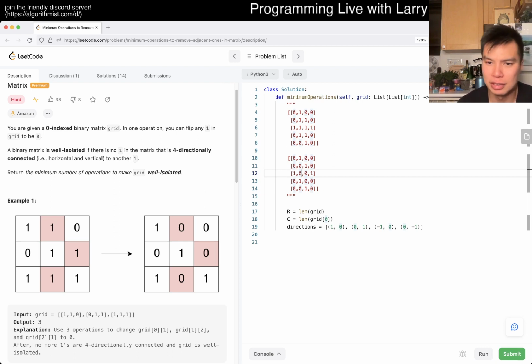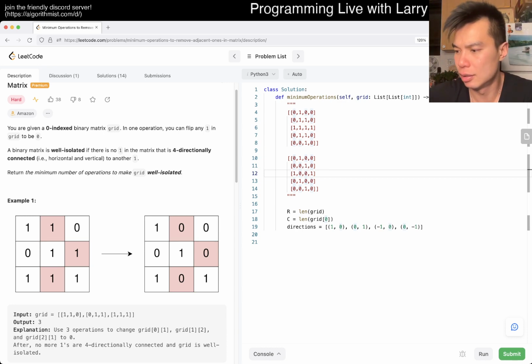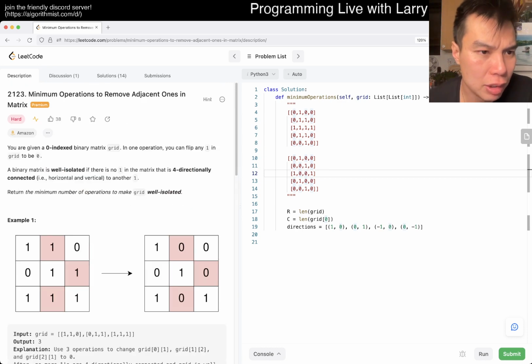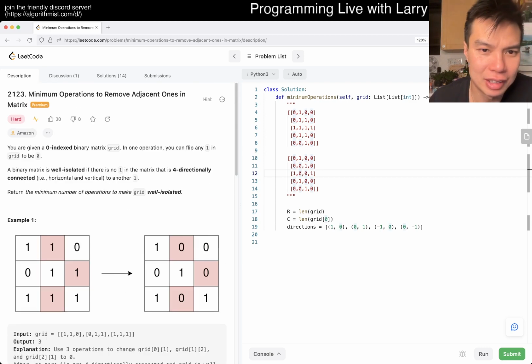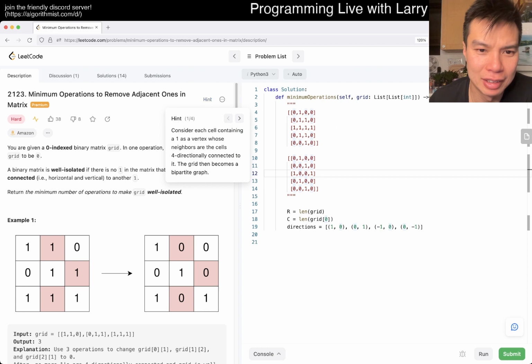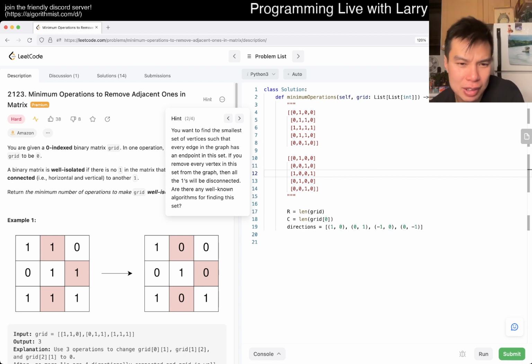And it is wild, isn't it? Is there a max flow type thing? Yeah, we don't have any idea. Wow. I feel like I need a hint. I guess there's a hint button. Alright, let me get one hint. Yeah, I got the bipartite route. You want to find the smallest set of vertices such that every edge in the graph has an endpoint in the set.